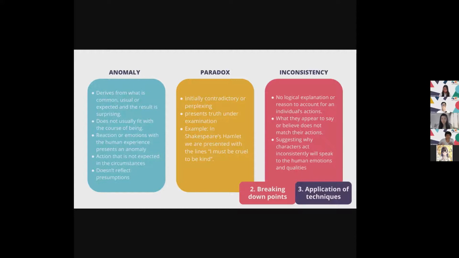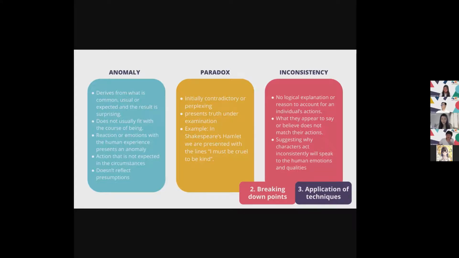When we link this back to a human experience, consider the reaction or emotions with the human experience that presents the anomaly. Does a character act or do something that is not expected in the circumstances, or perhaps it doesn't reflect how you would presume they would act? So in general, anomaly equals unexpected. Very, very general, but sometimes that can help.